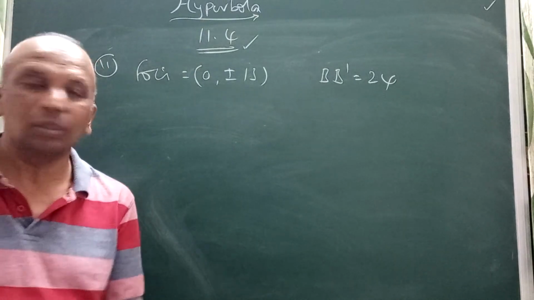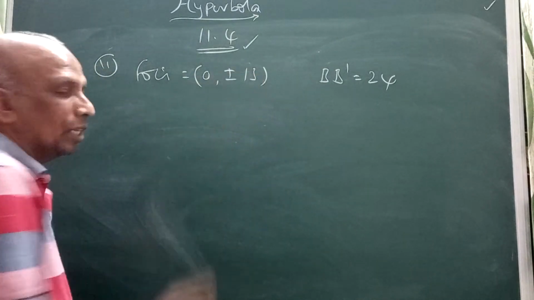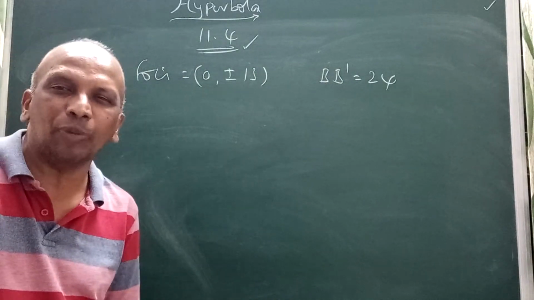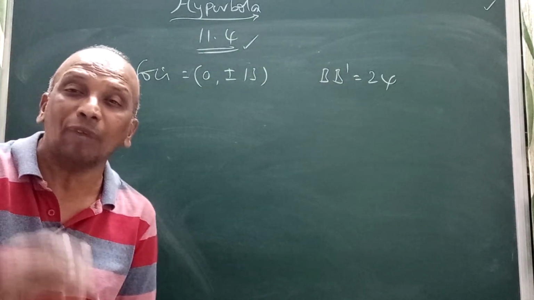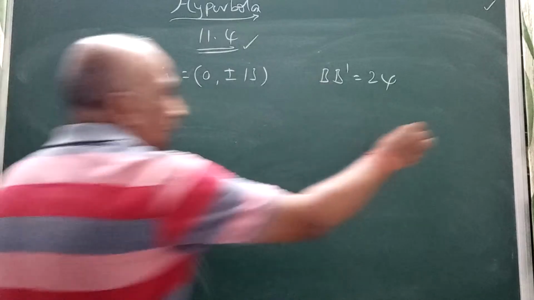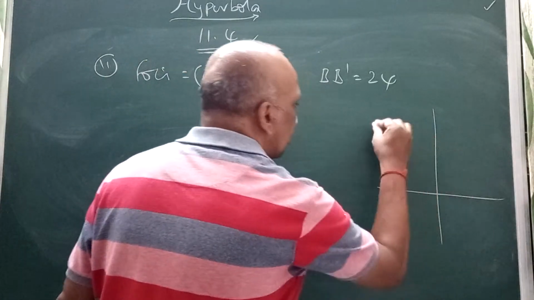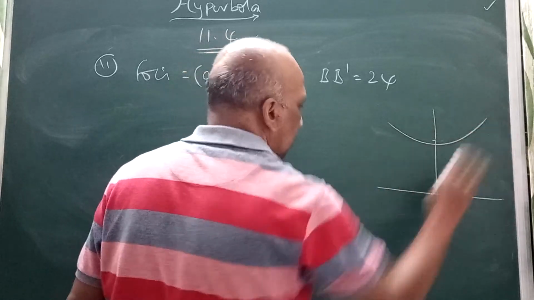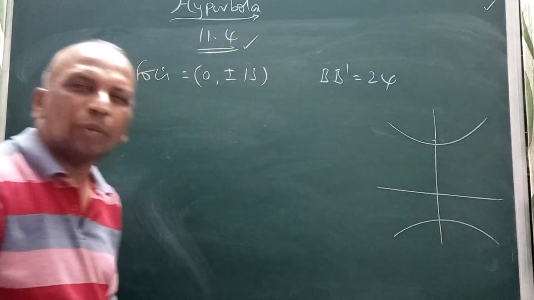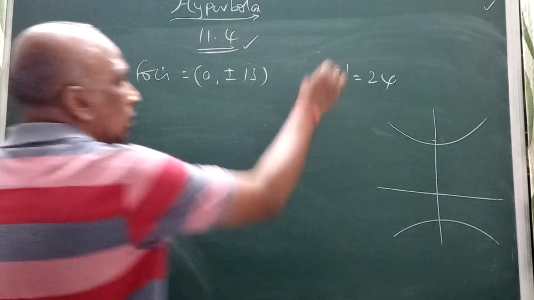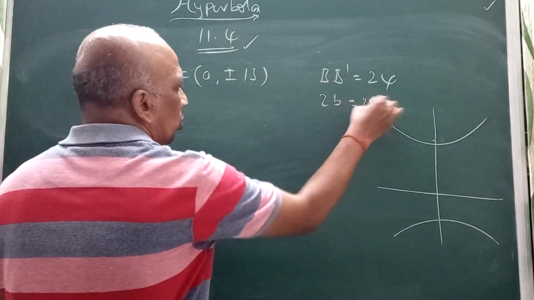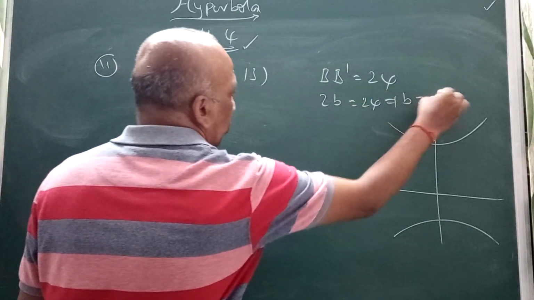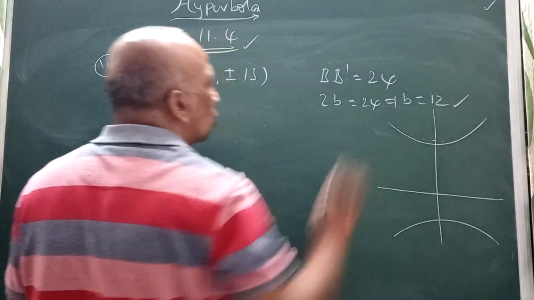Can you observe here? The foci are 0, plus or minus 13. The 0 in the first position means the transverse axis is along the y-axis. So this is a hyperbola with the transverse axis along the y-axis. I can write 2b is equal to 24, so b is equal to 12, right?